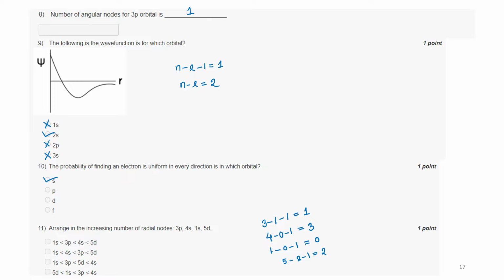So in an increasing manner, the least is 1s, then it will be 3p, then it will be 5d, and then it is 4s. So the third option is the correct answer.